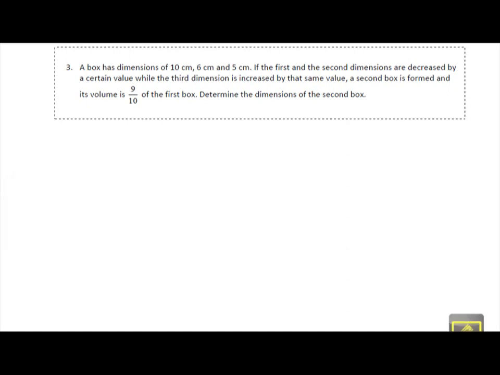Hi again. So we go to number 3. This might be slightly different to what I gave you during the assessment, so kindly check the values. Now I made it a box that has dimensions of 10, 6, and 5. I think that did not change.